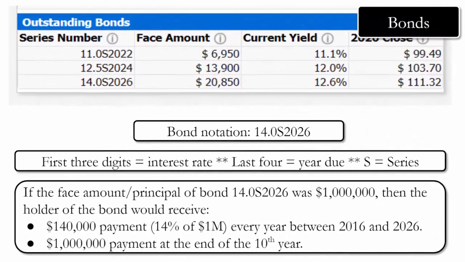If the face amount of bond 14S 2026 was 1 million, then the holder of the bond would receive $140,000 every year between 2016 and 2026 and a $1 million payment at the end of the 10th year.